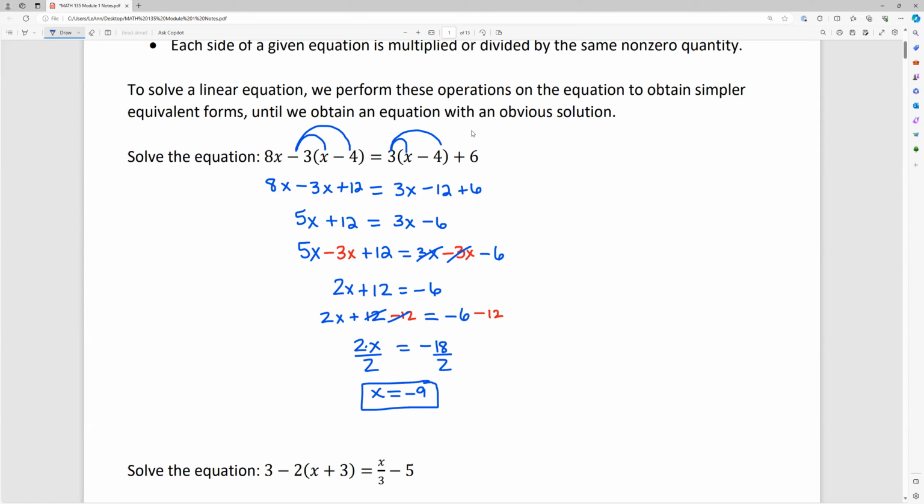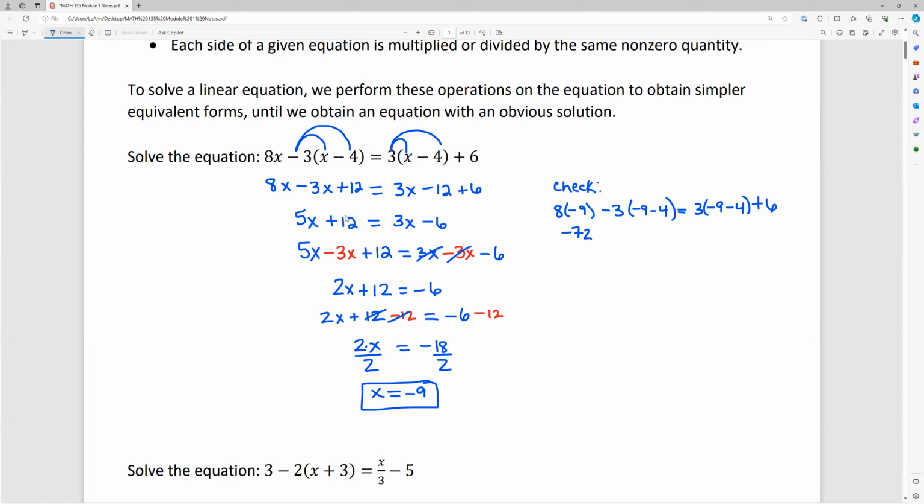Now I can perform a check if I want to show that this is correct. I will do it on this first equation and maybe one of the other ones. I won't always do the check; I'll leave that to you. We have 8, and we're going to plug -9 in for all the x's. So 8 times -9 minus 3 times (-9 minus 4) equals 3 times (-9 minus 4) plus 6. Okay, 8 times -9 is -72.